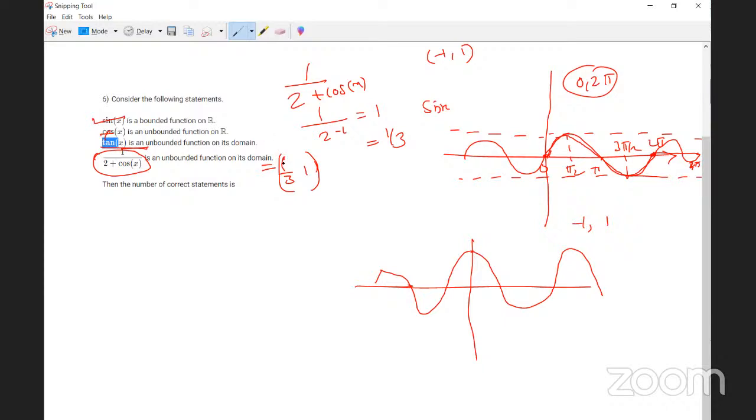We have to find the boundary by this. This function is bounded, so this statement is not correct, right? Okay. Understood. So this function is bounded between 1 by 3 and 1. So the number of correct statements will be 2, right? Yes, this one is also correct. No, this is not correct, and this is also not correct, right? Only 2, sir. Yeah, 2 should be the answer. Okay. Any other question?